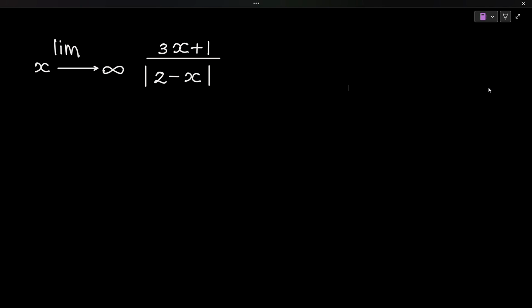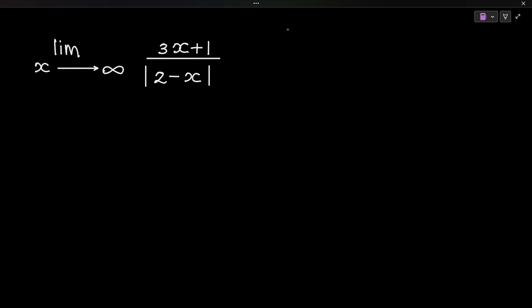Now, the first example we're going to look at is the limit as x approaches positive infinity, and the function is 3x plus 1 over the absolute value of 2 minus x. Now, here's your starting point. Before you try to evaluate the limit, please make sure that you understand the absolute value that you're working with. So let's do this on the side.